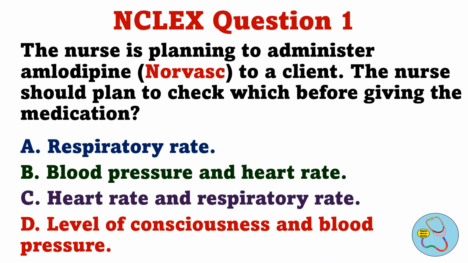The nurse is planning to administer amlodipine to a client. The nurse should plan to check which before giving the medication? A. Respiratory rate. B. Blood pressure and heart rate. C. Heart rate and respiratory rate. D. Level of consciousness and blood pressure.